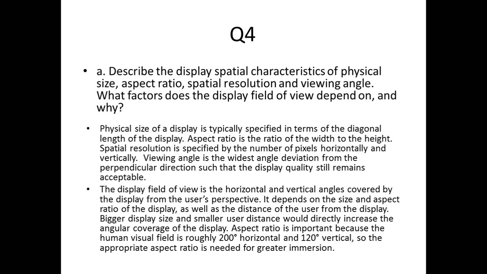The display field of view is the horizontal and the vertical angles covered by the display from the user's perspective. It depends on the size and the aspect ratio of the display, as well as the distance of the user from the display. A bigger display size and a smaller user distance would directly increase the angular coverage of the display. Aspect ratio is important because the human visual field is roughly 200 degrees horizontal and 120 degrees vertical, so the appropriate aspect ratio is needed for greater immersion.